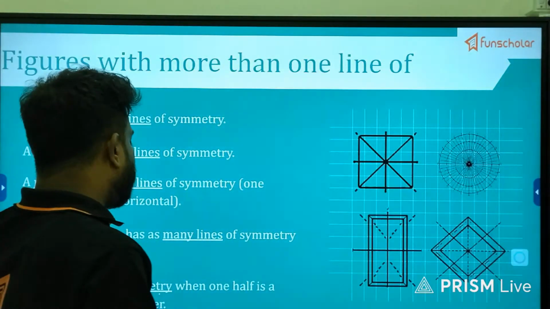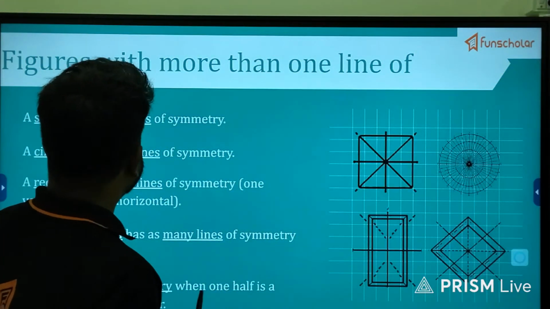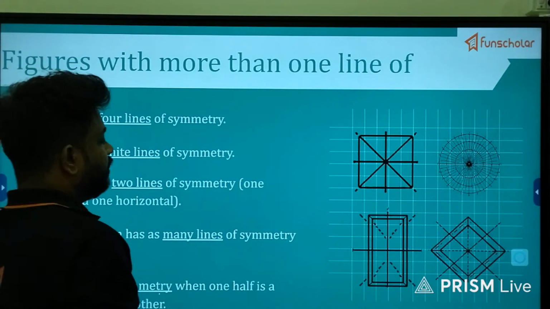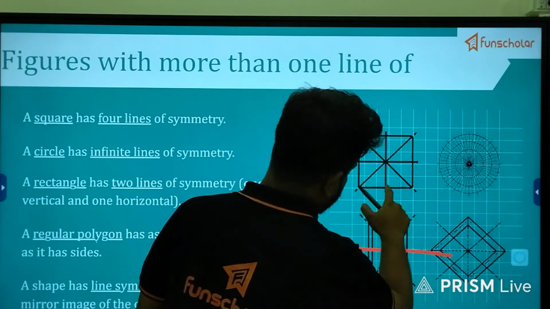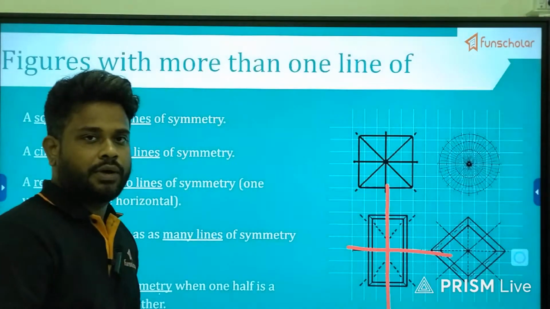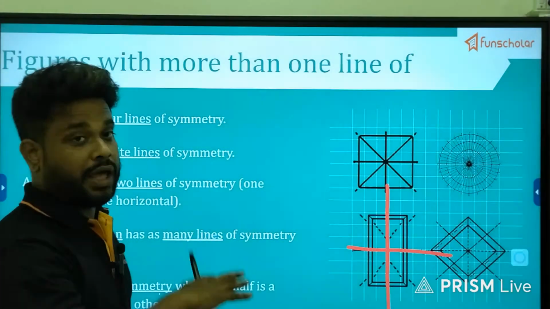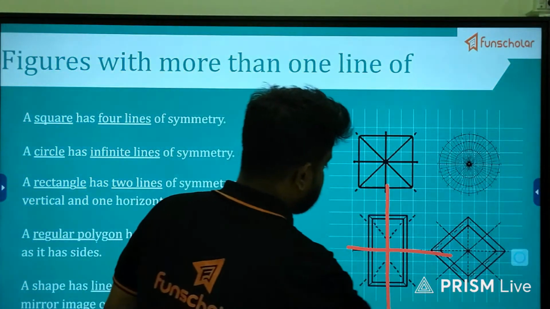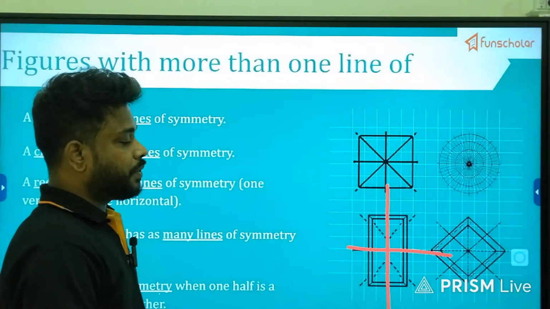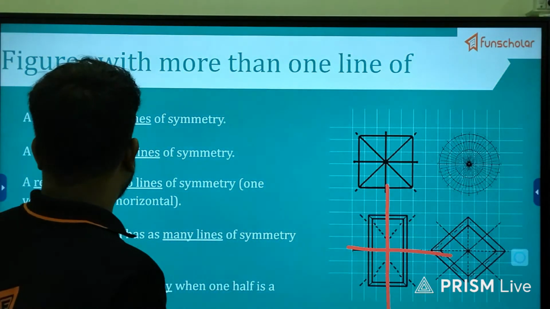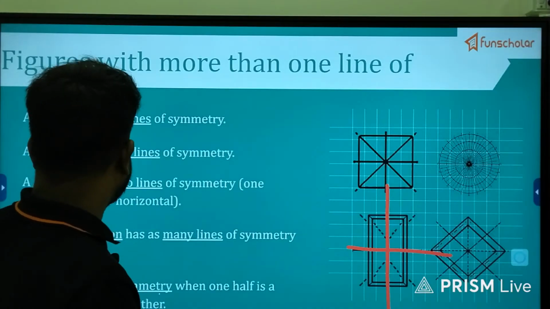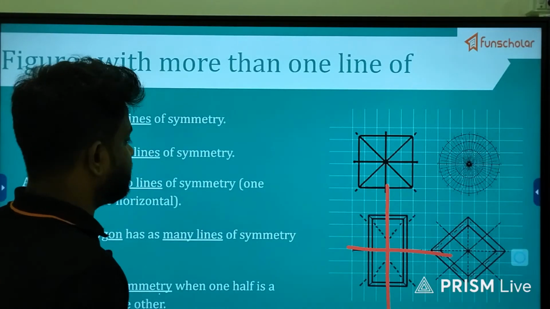Now, talking about rectangles, a rectangle has two lines of symmetry. One will be vertical like this and one will be horizontal like this. Okay. So, oh sorry, I flipped it. This will be horizontal and this will be vertical. Okay. The next thing is the regular polygon has as many lines of symmetry as it has sides.